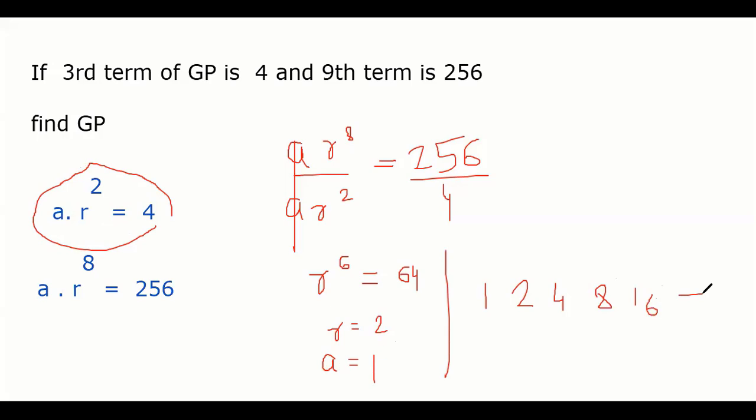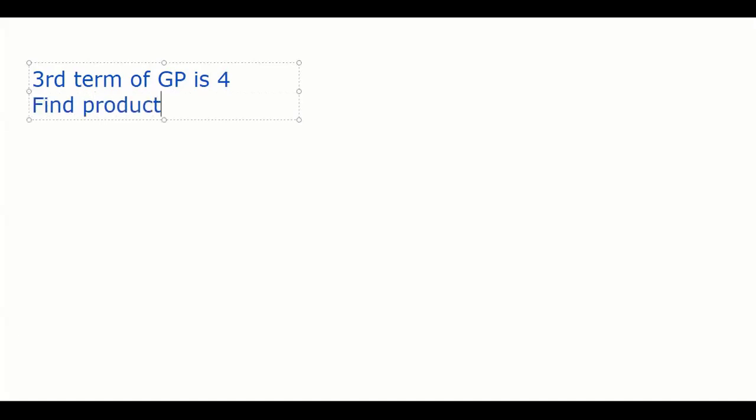Good. So now I'll move on. I'll do one more question and then we'll move to the sum of the GP. It's a very easy thing. Once we have applied a basic concept, if I say the third term of a GP is 4, find the product of its first 5 terms. How will you do it?